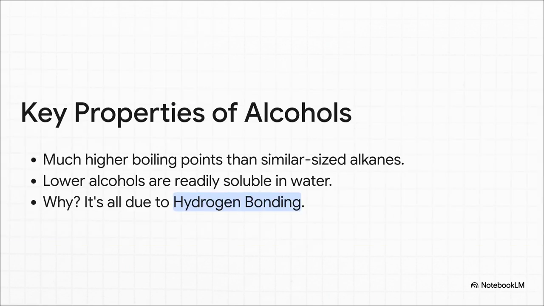Ever wonder why ethanol boils at a balmy 78 degrees Celsius? But propane, which is about the same size, boils way down at -42? The secret is something called hydrogen bonding. That little OH group acts like a tiny magnet, allowing alcohol molecules to stick to each other really strongly. This makes them harder to boil, and also helps them dissolve super easily in water.